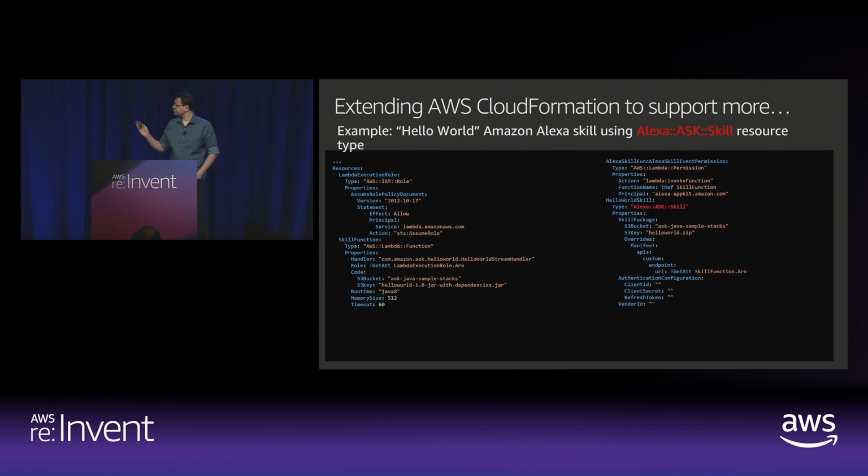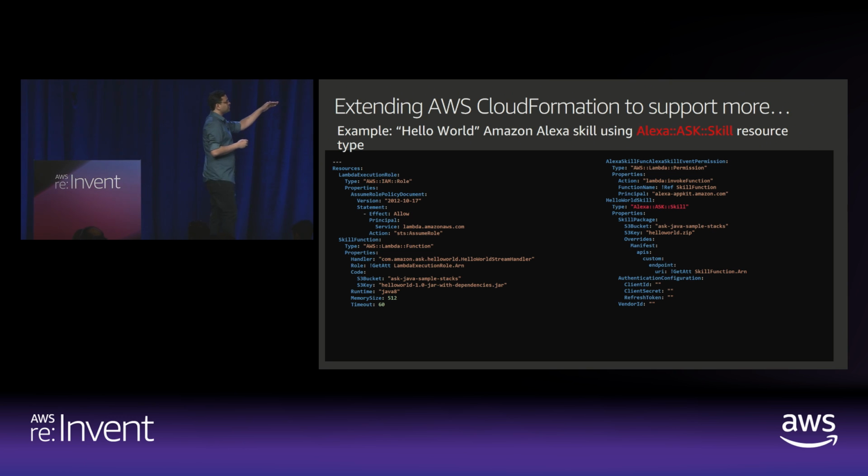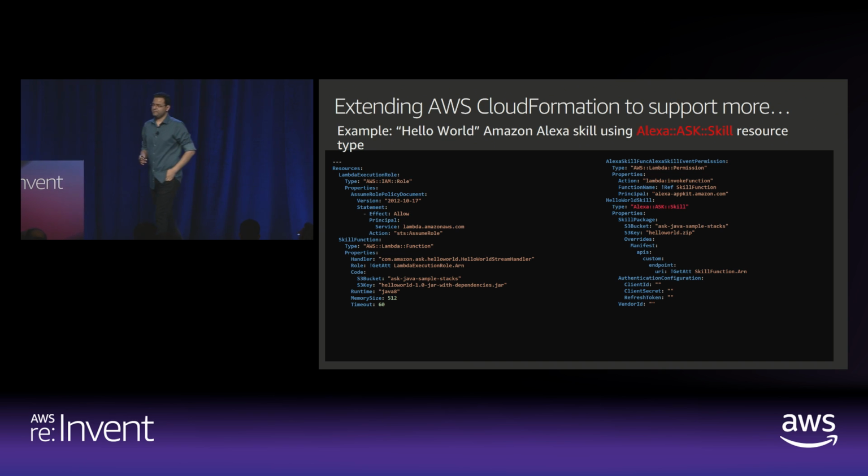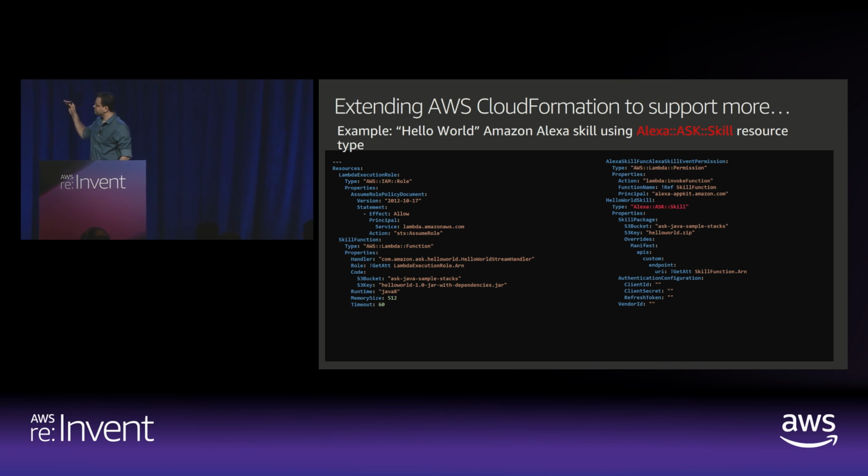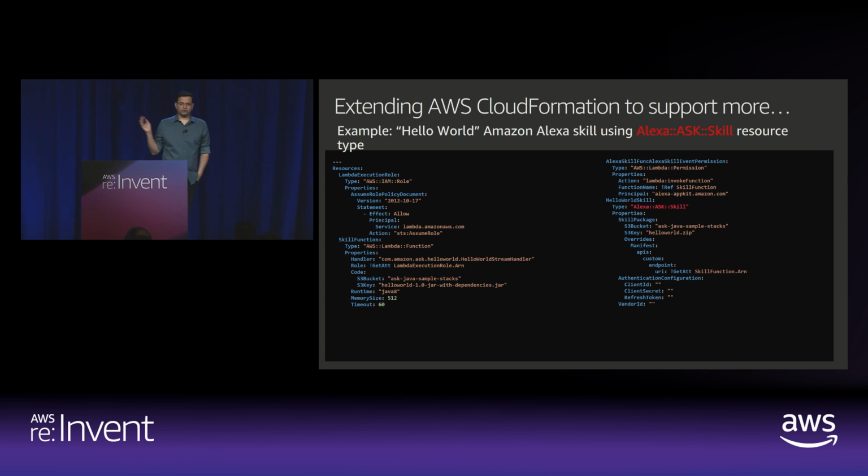All right, I just want to share a sample template using this new Alexa skill. So here you can see there are 4 resource types in this particular template. The interesting thing to notice is that there are 3 resource types that are AWS types, and the 4th one is an Alexa type.